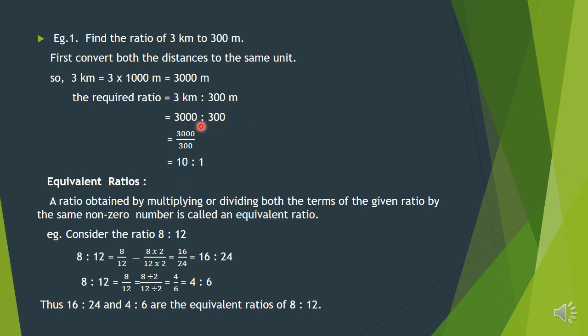So how will we find the answer? As a fraction we write 3000 divided by 300, and this bottom 0 gets cut, and 30 by 3 we have 10. So 10, if no number is downside, it is 1. So 10 upside and downside we get 1. So 10 is to 1. So the ratio is 10 is to 1. Okay, children?